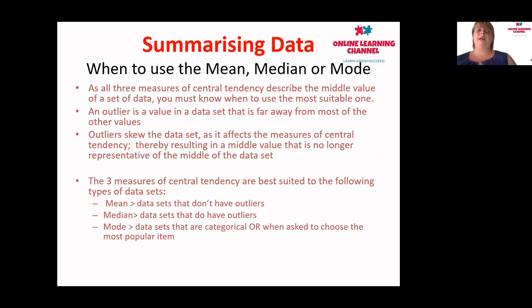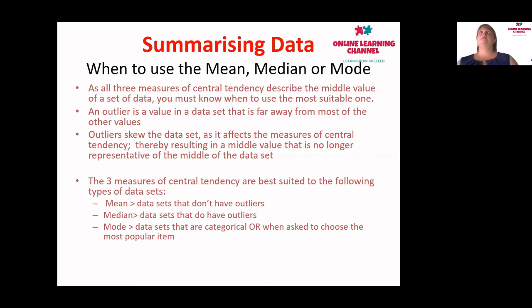An outlier is a value in a data set that is far away from most of the other values. So outliers skew the data set as they affect the measure of central tendency, thereby resulting in a middle value that is no longer representing the middle of the data set.